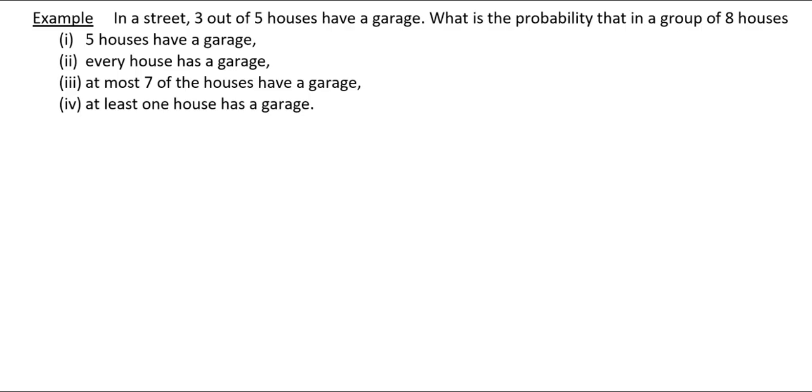This is our last example. It says, in a street, 3 out of 5 houses have a garage. What is the probability that in a group of 8 houses, 5 houses have a garage for part 1?